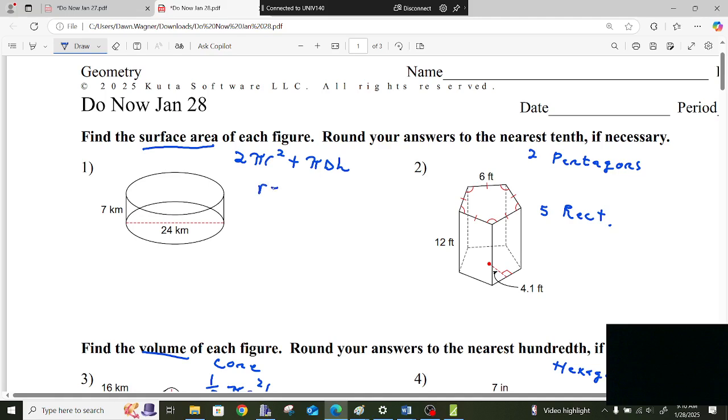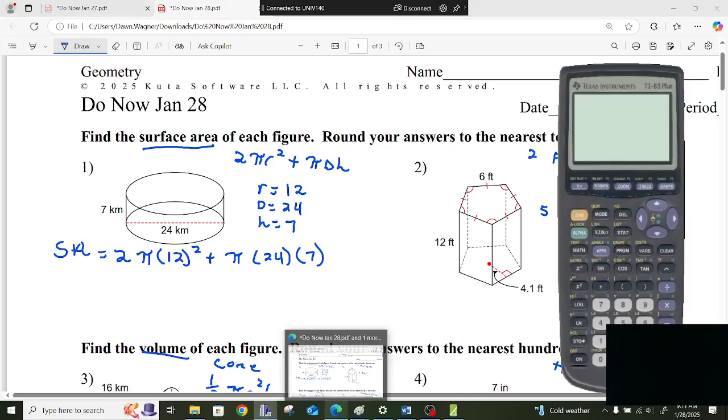So what's the radius of the cylinder? 12. And what's the diameter? 24. And then what is your height? 7. Very good. So this is going to be 2 pi times 12 squared plus pi times 24 times 7, because we just substituted. And this would be surface area.